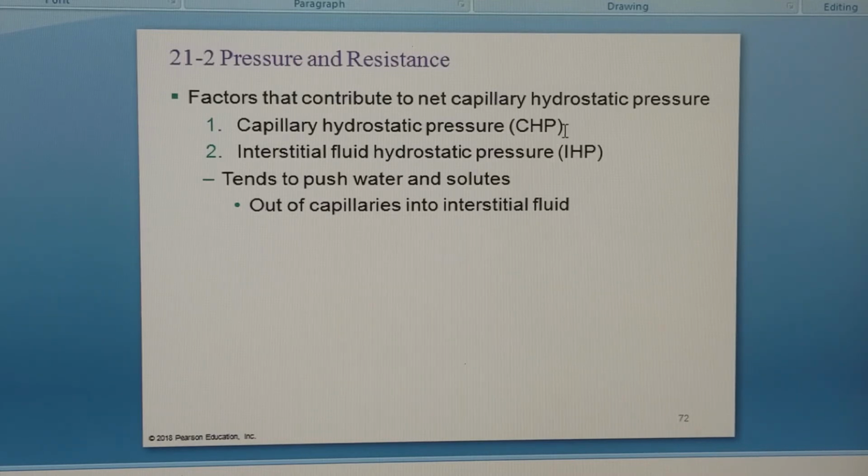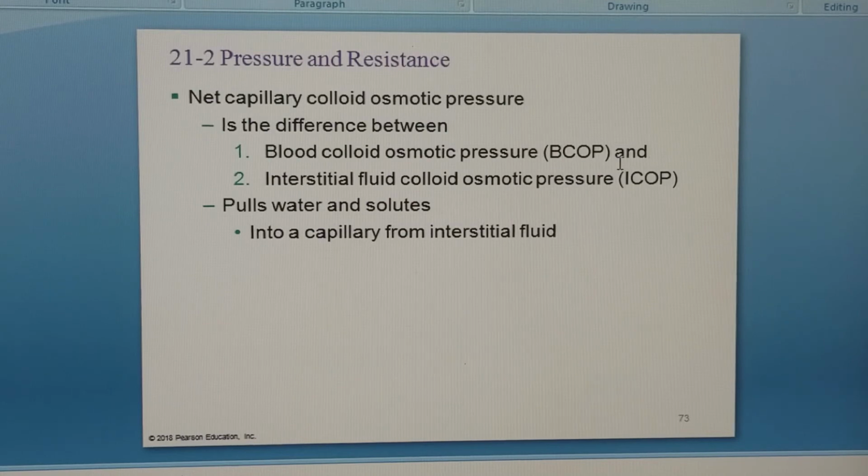Factors that contribute to net capillary hydrostatic pressure: capillary hydrostatic pressure and interstitial fluid hydrostatic pressure. This tends to push water and solutes out of the capillaries into the interstitial fluid. Net capillary colloid osmotic pressure is the difference between blood colloid osmotic pressure and interstitial fluid colloid osmotic pressure. It pulls water and solutes into the capillary from the interstitial fluid.